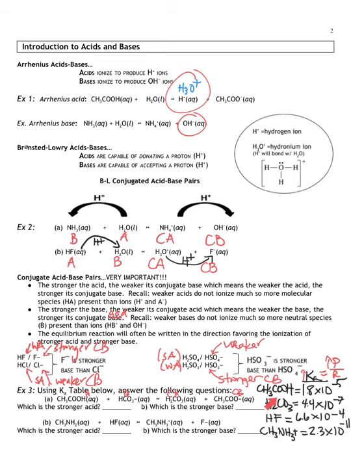Between the two acids, carbonic acid and acetic acid, the value that's higher is this value right here. So that means acetic acid is stronger. That means the stronger acid is acetic acid. Which one's the stronger base? If acetic acid is the stronger acid, that means that the weaker acid is carbonic acid, and its conjugate base is going to be stronger.